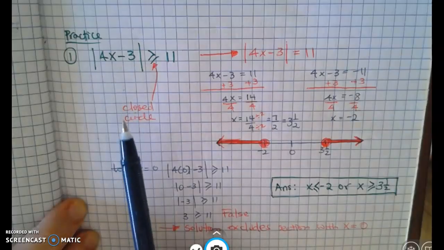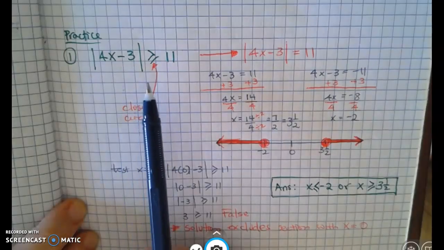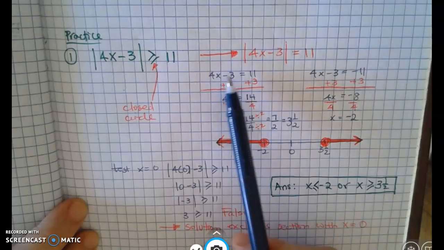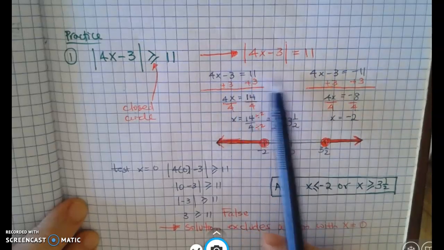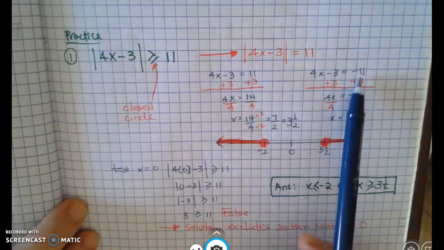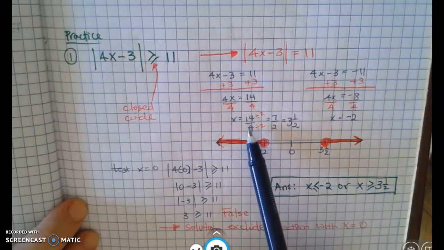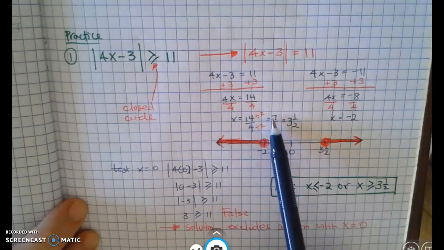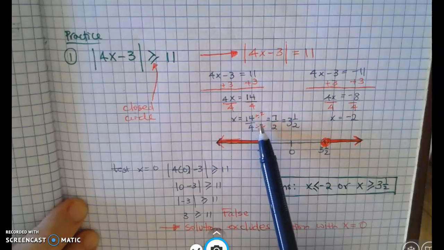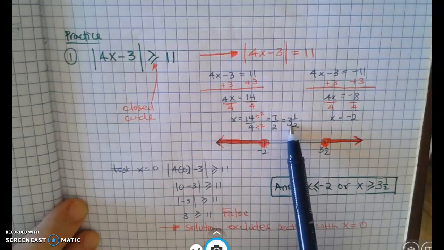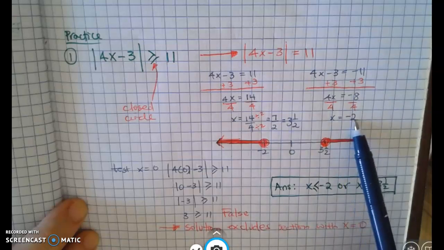Okay, I'm going to assume you are done, and let's go through the answers. So first, I convert that inequality into an equation with the equal sign, then I come up with the two equations from the absolute value, one positive version, one negative version, and then solve, and I get x to be 14 over 4. I do need to simplify it as much as possible. I divide numerator and denominator by 2, and you end up with 7 over 2, which is really 3.5. The other solution is negative 2.